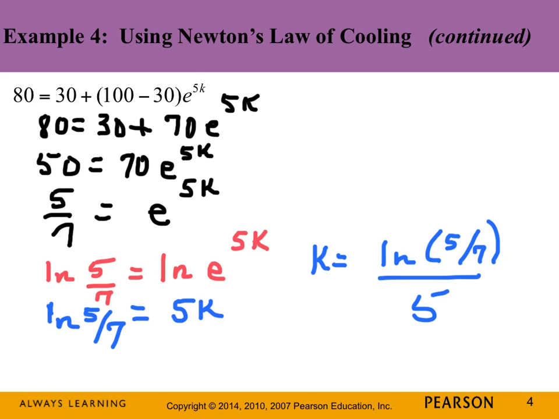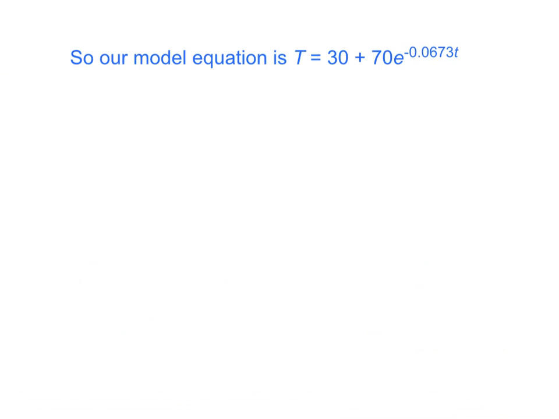So it's calculator time now, and you'll end up with k is about negative 0.0673. So here's the model equation we end up with. T equals 30 plus 70 times e raised to the negative 0.0673t. Okay, this is what we just found, k.